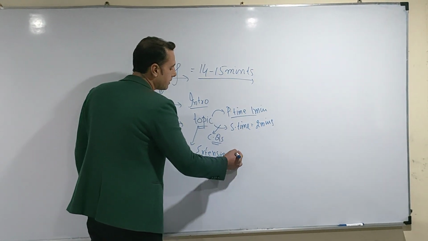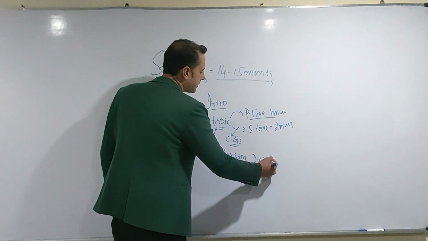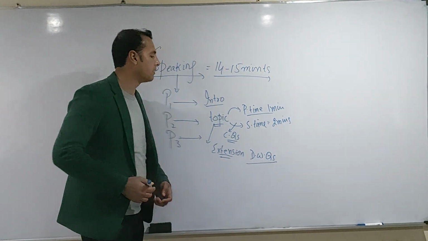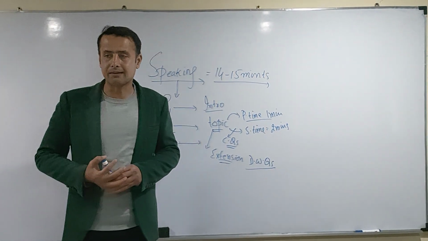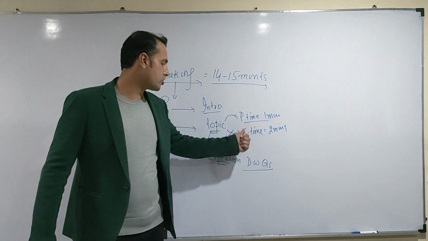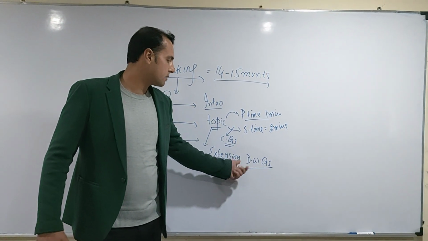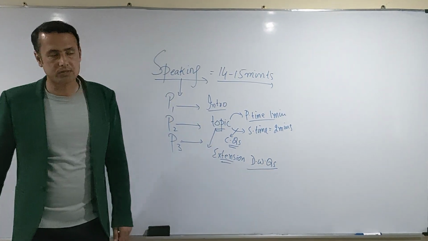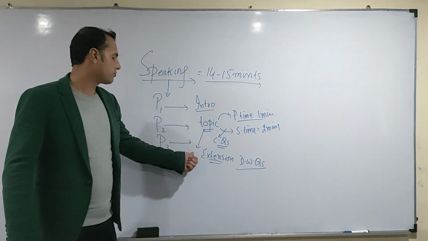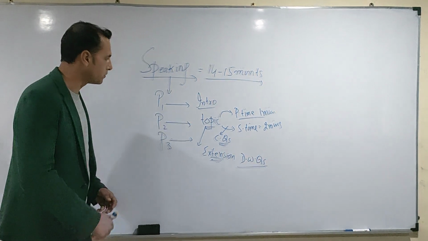Part 3 is an actual extension of your part 2. Whichever topic is asked, the questions are somehow, directly or indirectly, linked to that topic, but this time they will be asked in detail, so you need to answer in detail. That's why we say that part 3 is an extension of part 2.